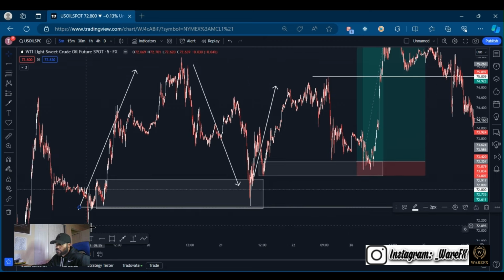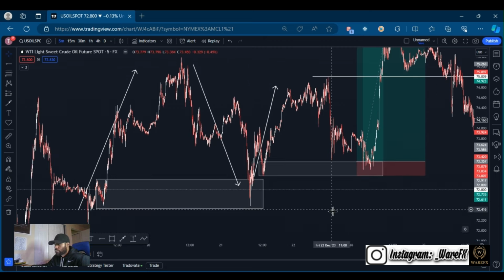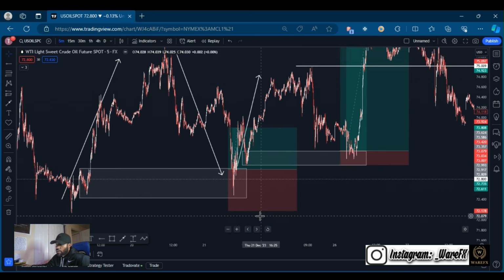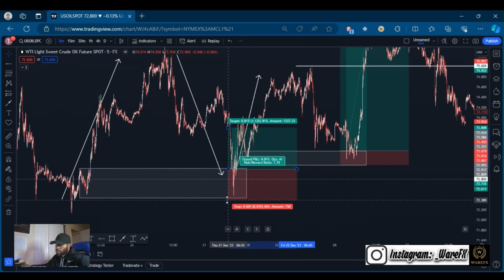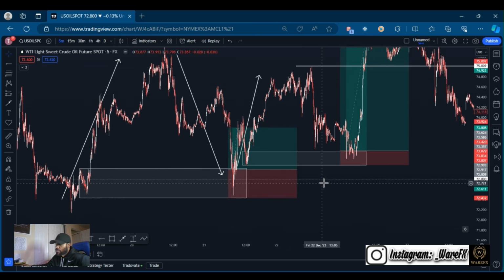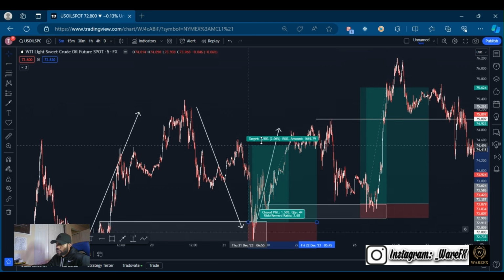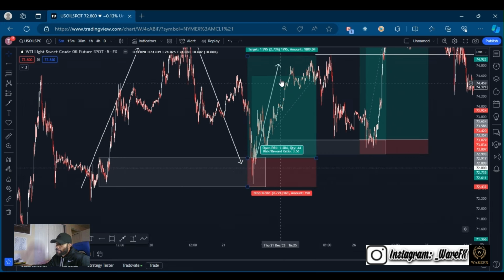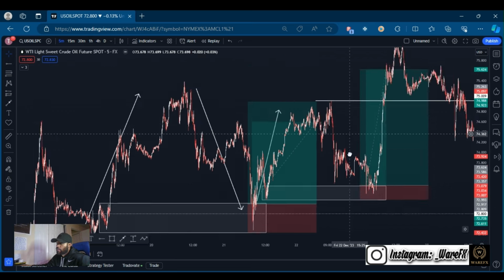We can get rid of this. Came back to our zone. Right when it rejects off our zone, we're getting in for a buy. Stop loss at the bottom of the zone. And that ended up being a 1 to 4. So you could have got 1 to 4 while you were in the trade.